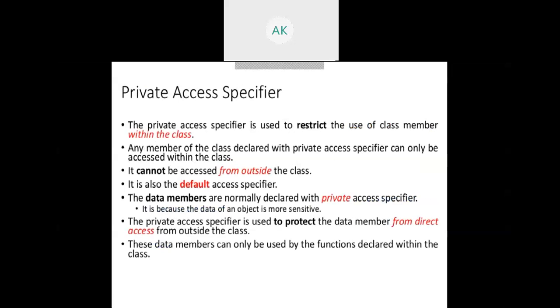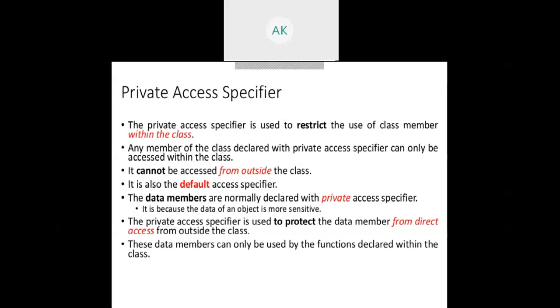That means we cannot use the class object with the dot operator to use that member, whether it is a data member or a member function. If it is private, it cannot be used with the object and dot operator directly from outside the class. It will be used only inside the class. That means the data member which is privately declared in the class can only be used by the class member functions, not outside, not in main or any other function.